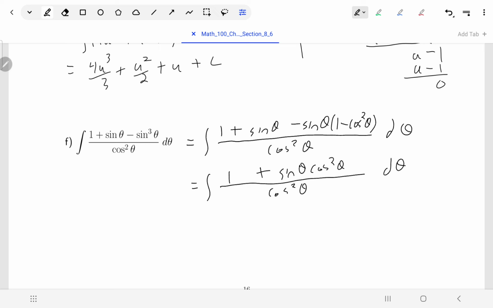And now we're in a much better position because if I split this term by term, I'll have 1 over cosine squared, which is secant squared. I'll have sine cosine squared over cosine squared. The cosine squareds will cancel, leaving me with just sine. So now all I have is really to find the antiderivative of secant squared and sine, and that's easy enough to do. I know the antiderivative for secant squared is tangent, and for sine it's minus cosine. Of course, plus our constant c.